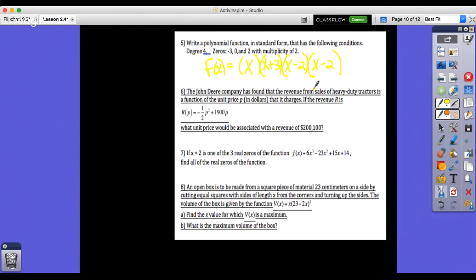And then that's it? And then it says put it in standard form. So on this one, I have to distribute it out. Distribute the x times x plus 3. Get that, right? So that's x squared. And then distribute the x minus 2 and x minus 2. Get that? Okay. And then distribute the rest of it. Okay, so that's not bad. All right, perfect. Okay, that's good.